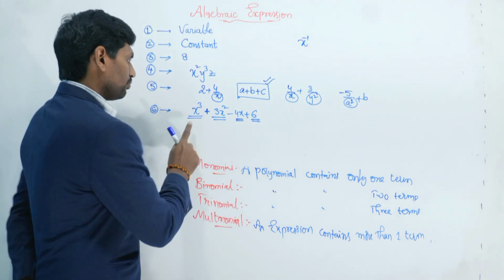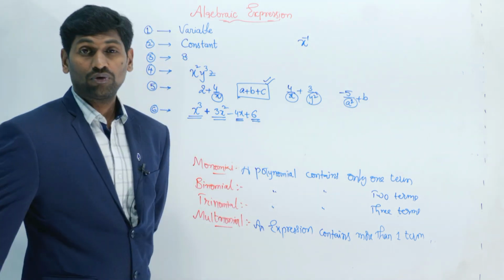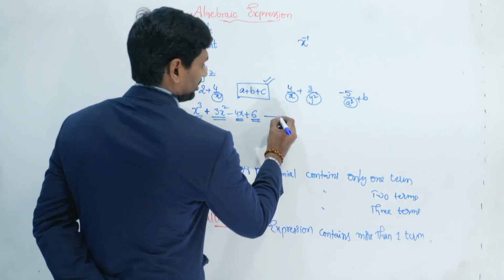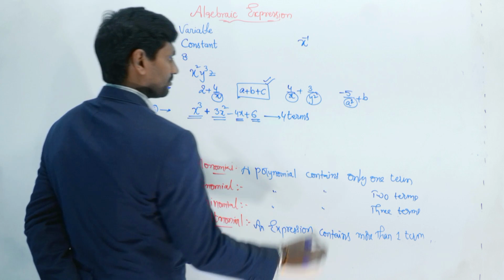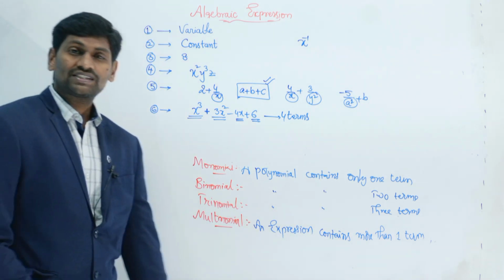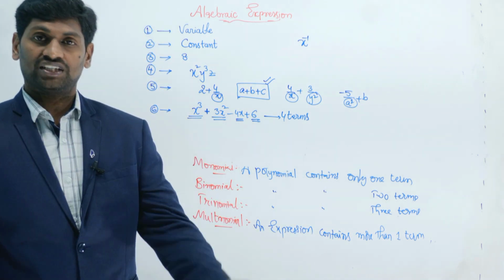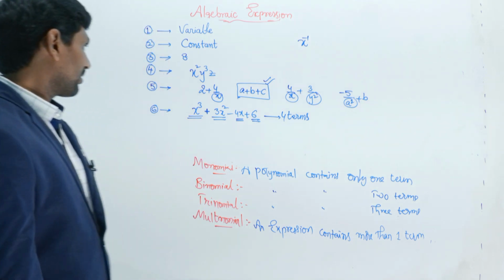So there are 1, 2, 3, 4. There are 4 terms. Because plus and minus symbols separate the terms. Check.